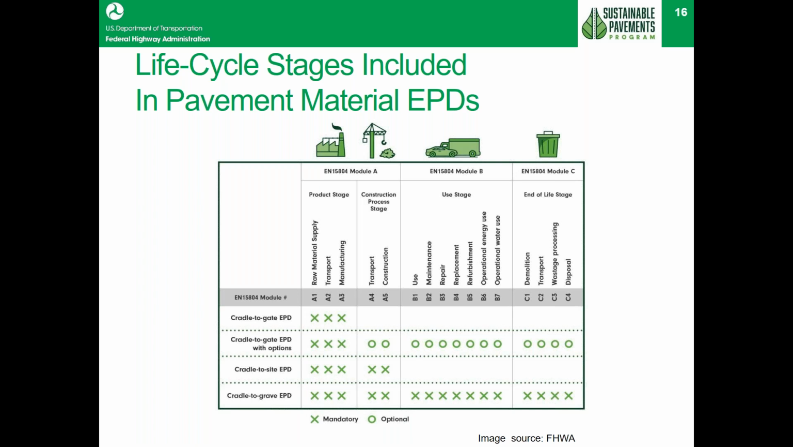Then a second scale of analysis would be cradle to site. So it includes everything from the cradle to gate analysis, plus transportation to the site, and then the operation of construction and paving equipment. And then in the final row, you see the cradle to grave analysis, and this is very, very comprehensive. So it includes what was mentioned before with the products and then the construction process.